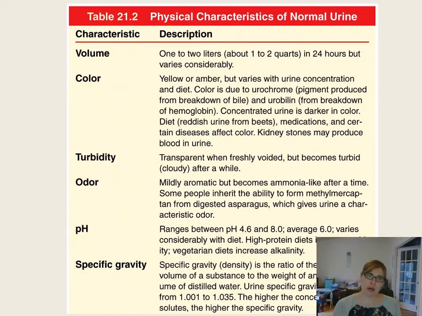Concentrated urine is darker. Things that you eat, medications, diseases, they can all have an effect. Kidney stones can make you have blood in your urine. A urinary tract infection can show some blood in your urine. You can see white blood cells if you have an infection. Some medications, antibiotics, some of them can make your urine red, which is crazy.